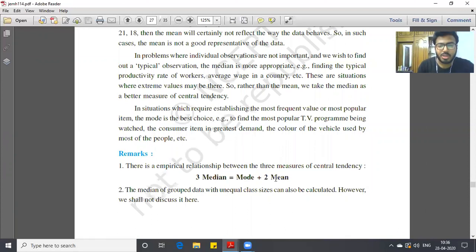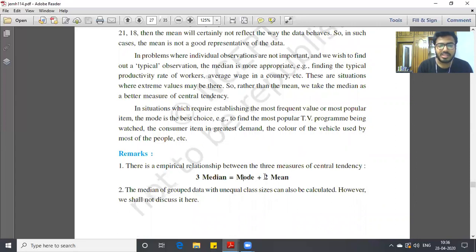Okay, suppose you have any two of them, say mean and mode, then you can easily find out the median. Or if you have median and mode, you can find out the mean. You just have to substitute the values and you'll get the answer. So this relationship is known as what? Empirical formula. 3 median is equal to mode plus 2 mean.